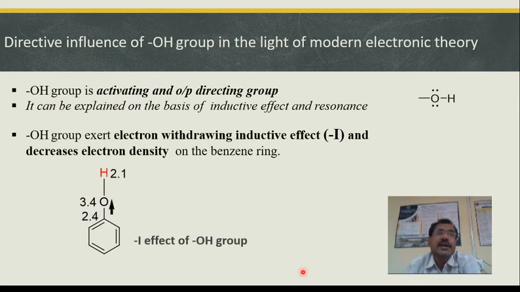Now we'll see the directive influence of the OH group in the light of modern electronic theory. Modern electronic theory means here you are trying to explain it on the basis of electron displacement effects. So what is OH? OH is an activating and ortho-para directing group.